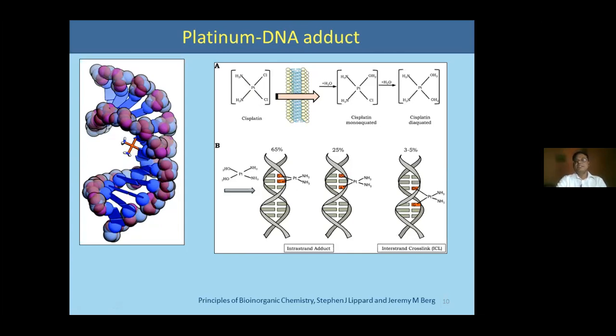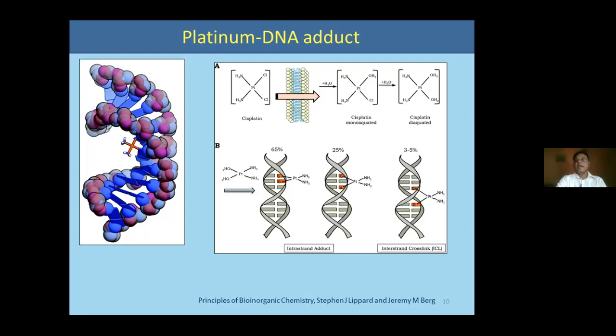And in the bloodstream, though it is made up of water mainly, the concentration of the chloride ion is quite high. It is almost 100 micromolar. So water molecules do not replace the chloride ion. You can think about the spectrochemical series. If you look at it, you'll find water is a stronger ligand than chloride.